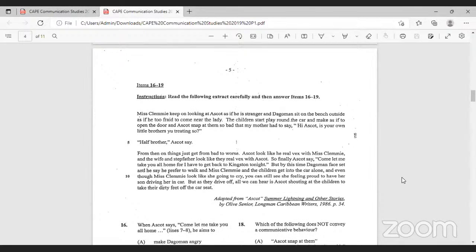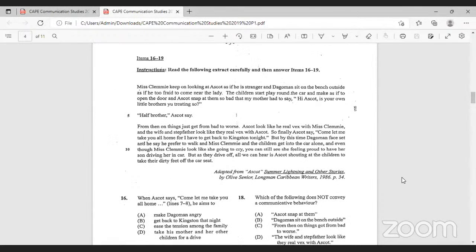So moving on to module 2. Now module 2, the first 15 questions are module 1. Now the next 15 is module 2. So let's read the extract carefully.